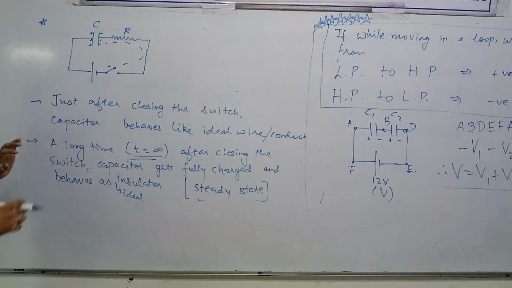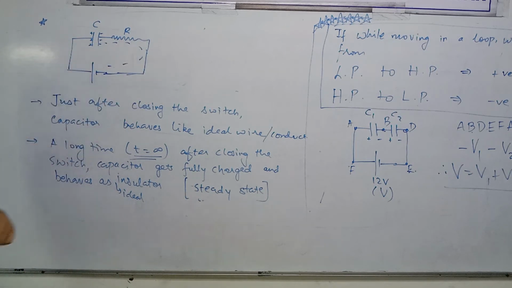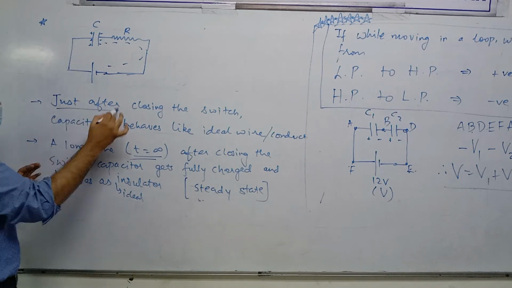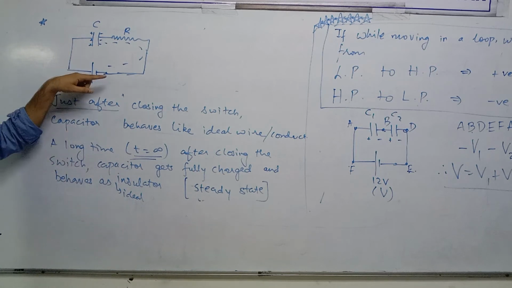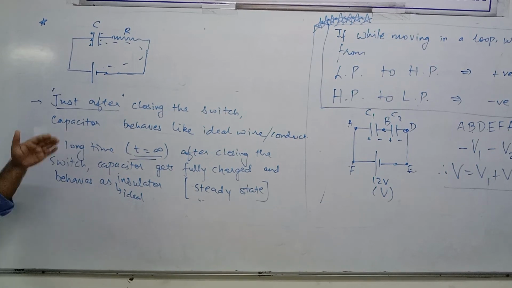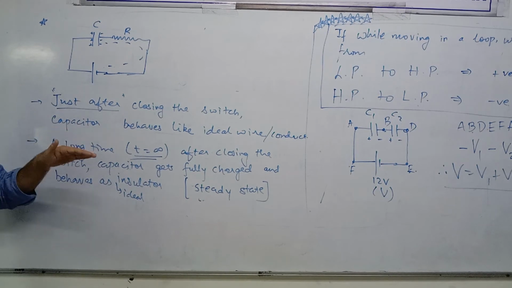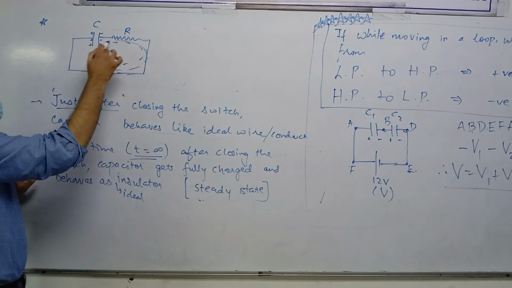So at that point, even though the circuit is completed like this, still current cannot flow. Just after closing the switch, the moment you press this, the capacitor is just like an ideal wire to allow current to flow so that it will get charged. But then once it gets charged, it will block it. It will not allow the current to flow. The reason actually is as follows: electrons come here.